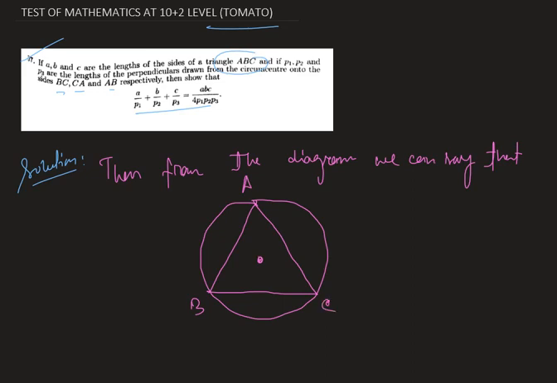Now, this is the perpendicular from the center to BC, which cuts BC at point D. This is the perpendicular which cuts AB at point F, and this is the perpendicular which cuts AC at point E. Okay, now join AO, BO and also CO. The length of OD is P1, the length of OF is P3 and OE is P2, as given by the question.